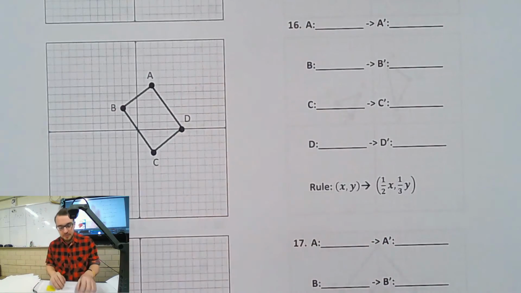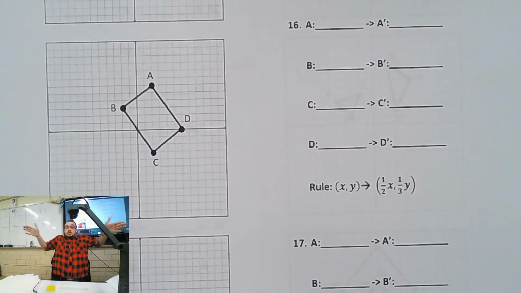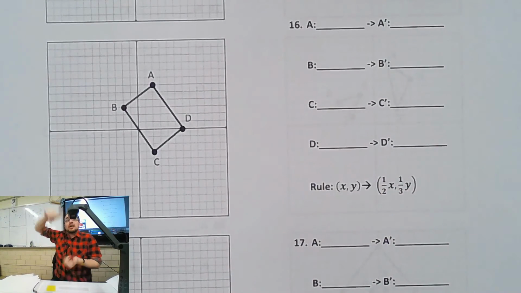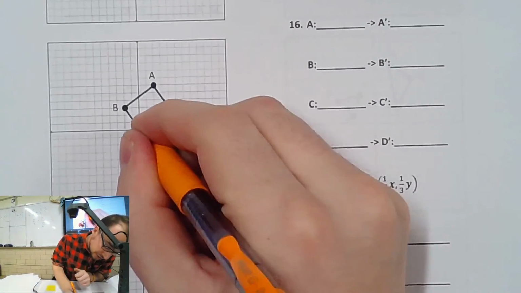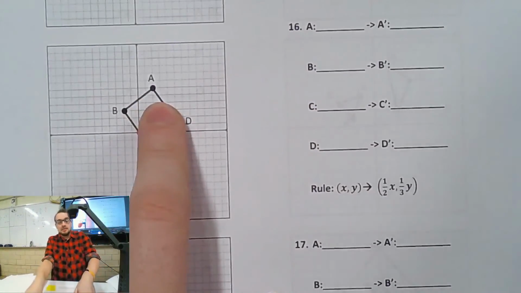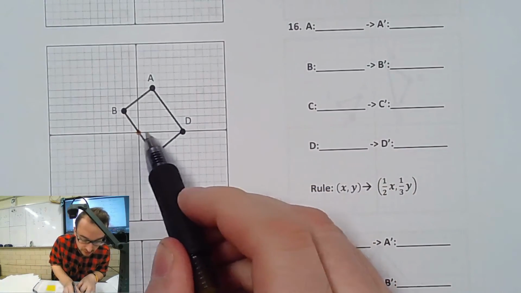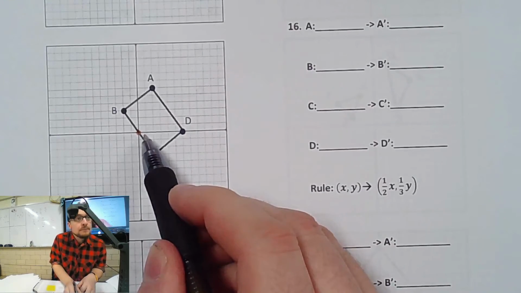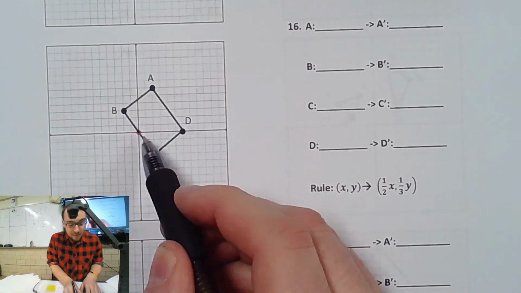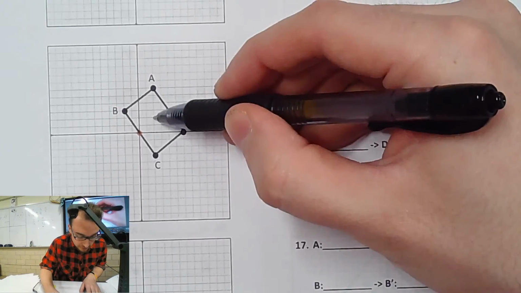All right, 16. We're shrinking in the horizontal direction by half, and we're shrinking in the vertical direction by a third. So, check it out. 0, 0 is the center of dilation for this. Let's look at A. How far is A apart from 0, 0 horizontally? 2, so it'll be 1. A is how far apart vertically? 1, 2, 3, 4, 5, 6.